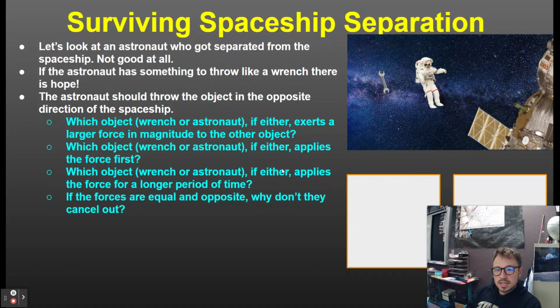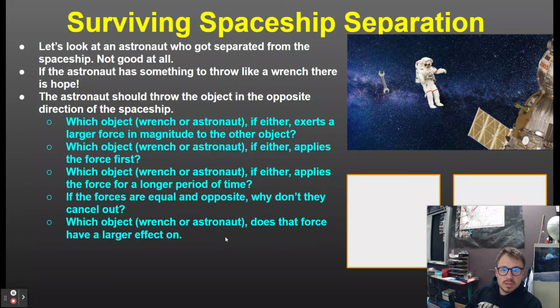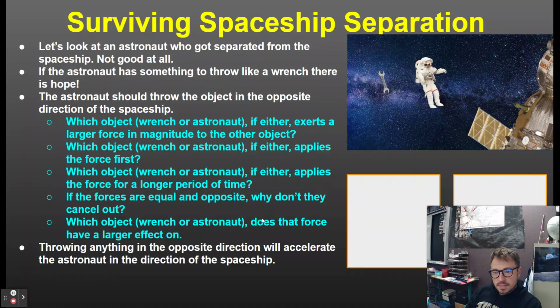Force pairs are simultaneous. If the forces are equal and opposite, why don't they cancel out? It's because they're acting on two different objects. One's acting on the astronaut, one's acting on the wrench. But it's going to have a larger effect on that wrench because it has a smaller mass, but it does have an effect on that astronaut. So throwing anything in the opposite direction will accelerate the astronaut in the direction of the spaceship.